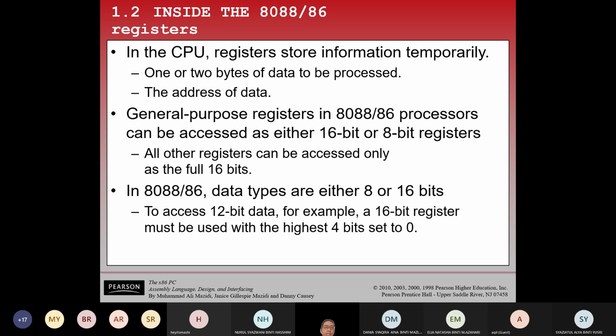The data types can be either 8 or 16 bits. To access the 12-bit data, you must use a 16-bit register. You cannot use 8-bit because your data won't fit. But the most significant bits of those 4 extra bits will be set to 0.